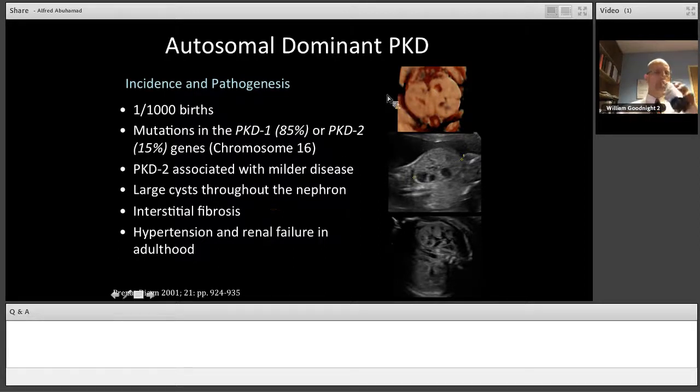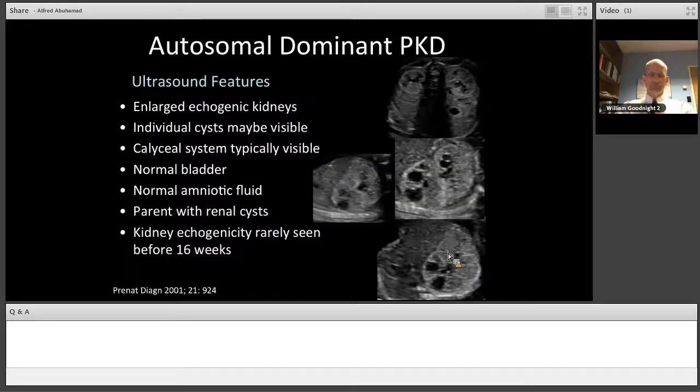As you see here on these fetuses, you see the cysts. Sometimes you see one or two cysts. And here you can see the calyceal system. So that's the difference also. A large kidney where I can see the calyceal system is more associated with autosomal dominant than autosomal recessive. What happens with those pregnancies is the disease is expressed in the 40s or 50s, typically with hypertension and renal failure. On ultrasound, in large echogenic kidneys, individual cysts may be visible, as you see right here.